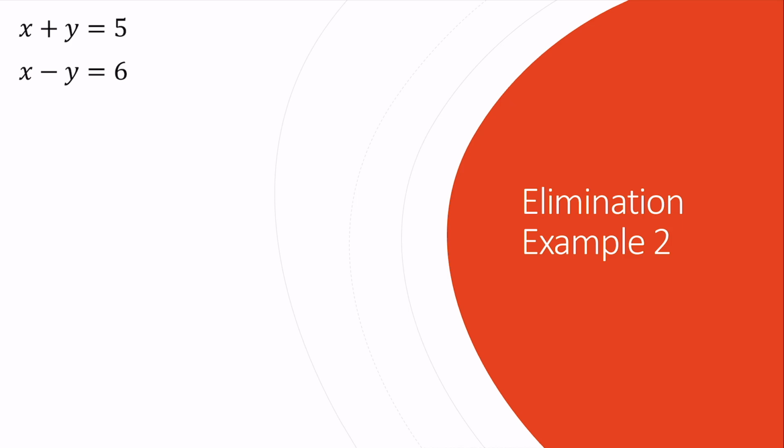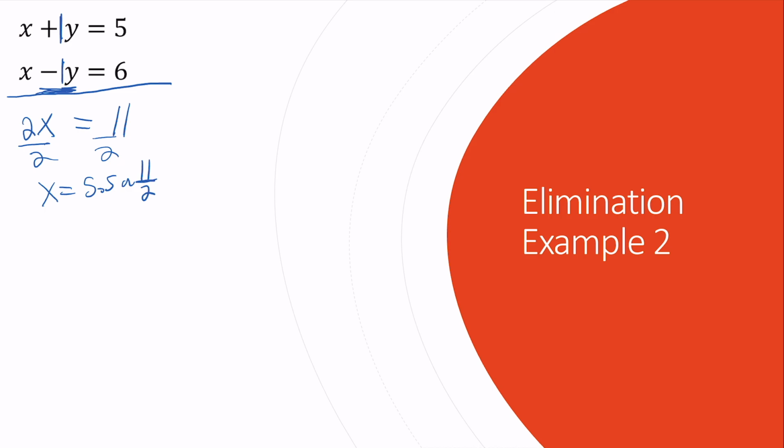So here I have x plus y is 5 and x minus y equals 6. I can already see that my y terms, their coefficients, are additive inverses. This is like saying I have 1x and negative 1x. So if I add these together, I'm going to have 2x equals 11. Now, when I divide by 2, I get a fraction. So x is 5.5 or 11 halves. And it's okay to get a fraction.